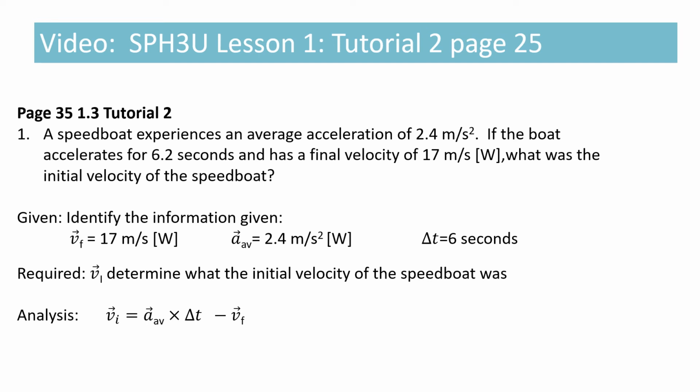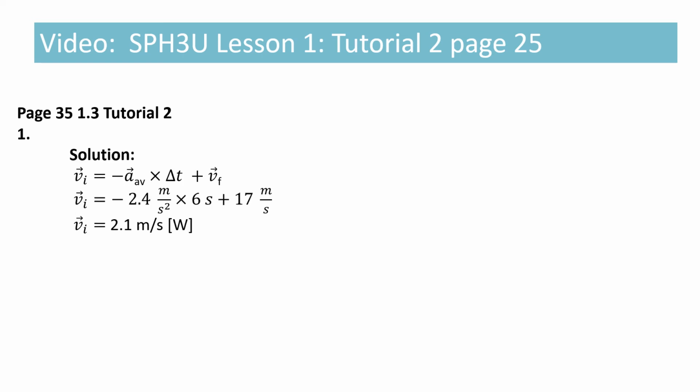The initial velocity is equal to average acceleration times change in time minus final velocity. Substitute in. The initial velocity is negative 2.4 meters per second squared times 6 seconds plus 17 meters per second. So the initial velocity is 2.1 meters per second west.